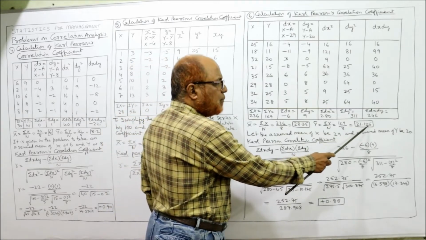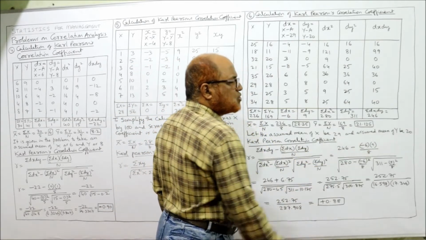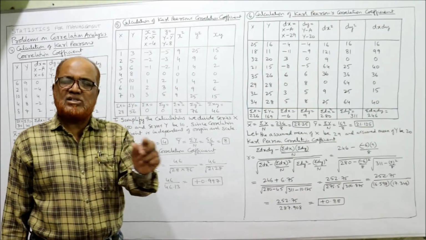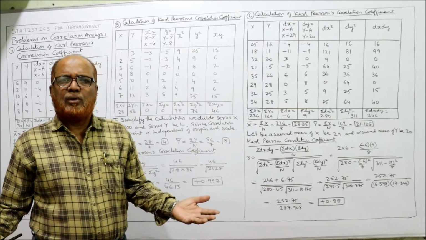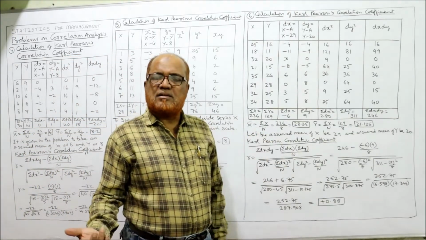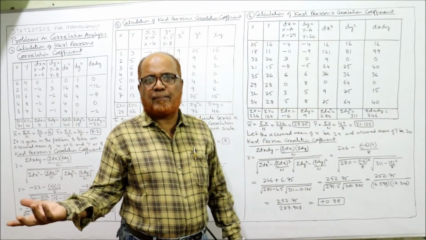That is the reason why I have taken 29 as the assumed mean of x. And for y, 21.125, I have taken the assumed mean as 20. 20 is very near to 21.12. You can take 21 also, but I have taken 20. That's it. That means the answer will be the same.